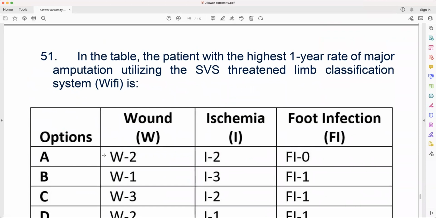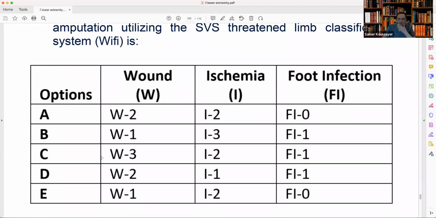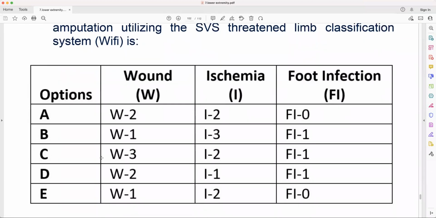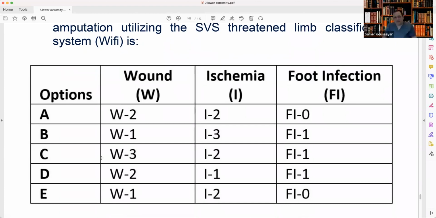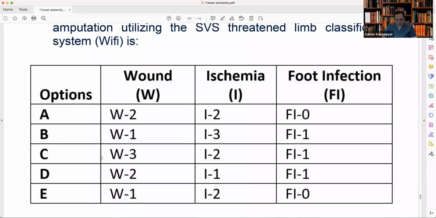Okay, that's good. In the table, the patient with the highest one-year rate of major amputation utilizing the SVS threatened limb classification system, the WIfI system. This is the one presented by Muhammad a few weeks ago. Muhammad, what did you answer? Yes, doctor. So what is that 1, 2, and 3 for the wound? Remember?